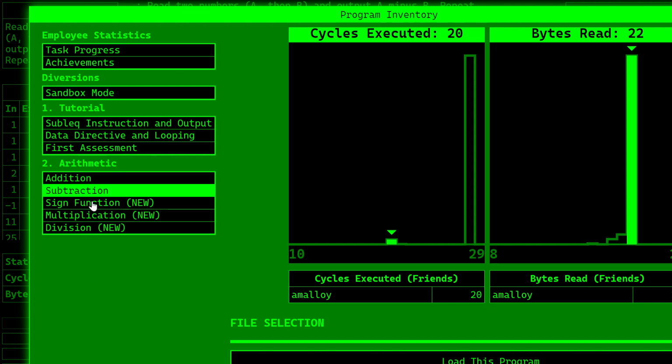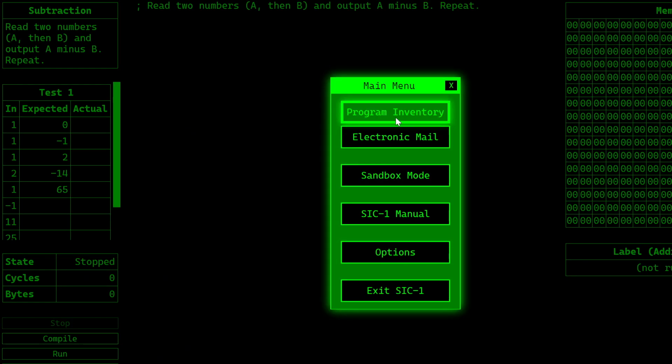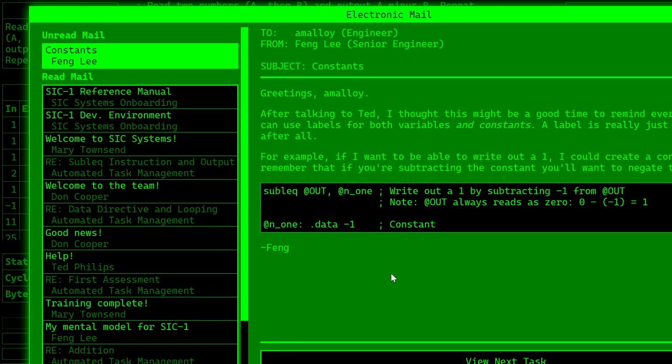I see. And we're going through, like... Good time to remind you, you can use labels for variables and constants. A label is just an address, yes, I know. If I want to be able to write out a 1, I can create a constant. But if you're subtracting from it, you'll want to negate it. Yes, I understand.